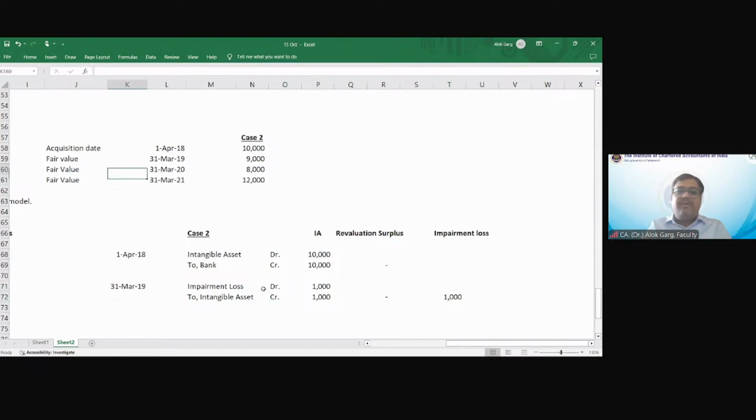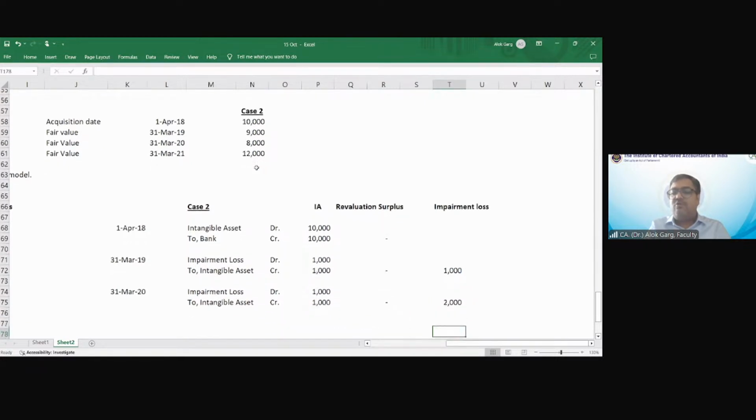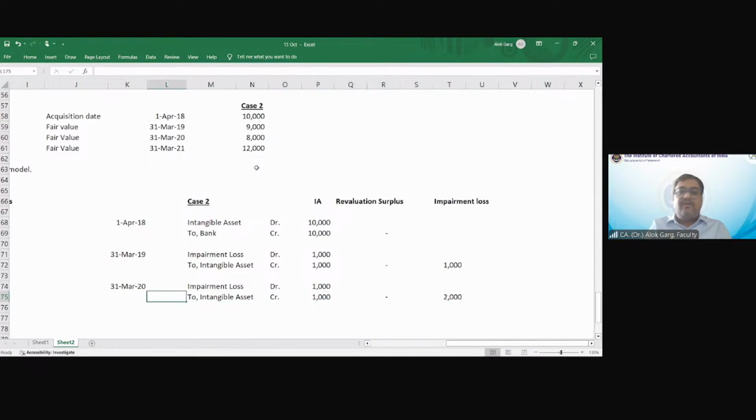Okay. What happened on 31st March 20? Again, this 9,000 becomes 8,000. What is the accounting entry? Again, P&L debit, impairment loss debit, to intangible asset. The value is 9 minus 8, 1,000. What is the revaluation surplus? 0. What is the total impairment loss which I have debited in P&L? The total is 2,000. On 31st March 2021, surprisingly, this 8,000 becomes 12,000.